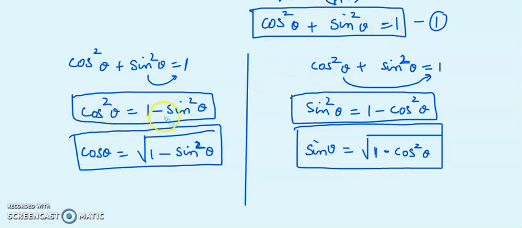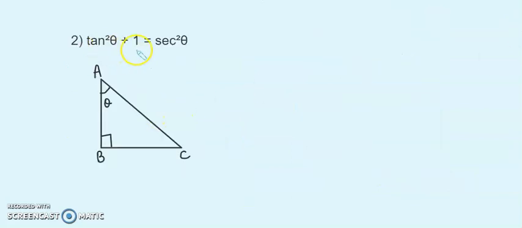Cos square theta is 1 minus sine square theta. Sine square theta is 1 minus cos square theta. Cos theta is the square root of 1 minus sine square theta, and sine theta is the square root of 1 minus cos square theta. Okay, let's go to the next identity: tan square theta plus 1 equals sec square theta.